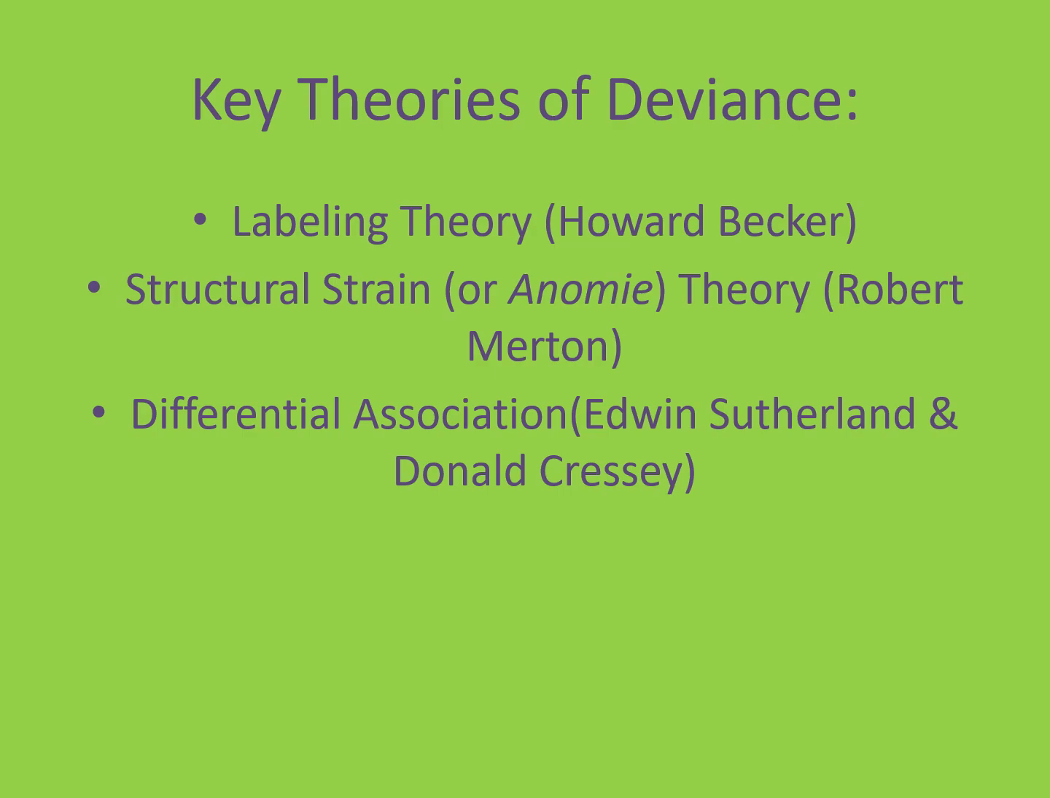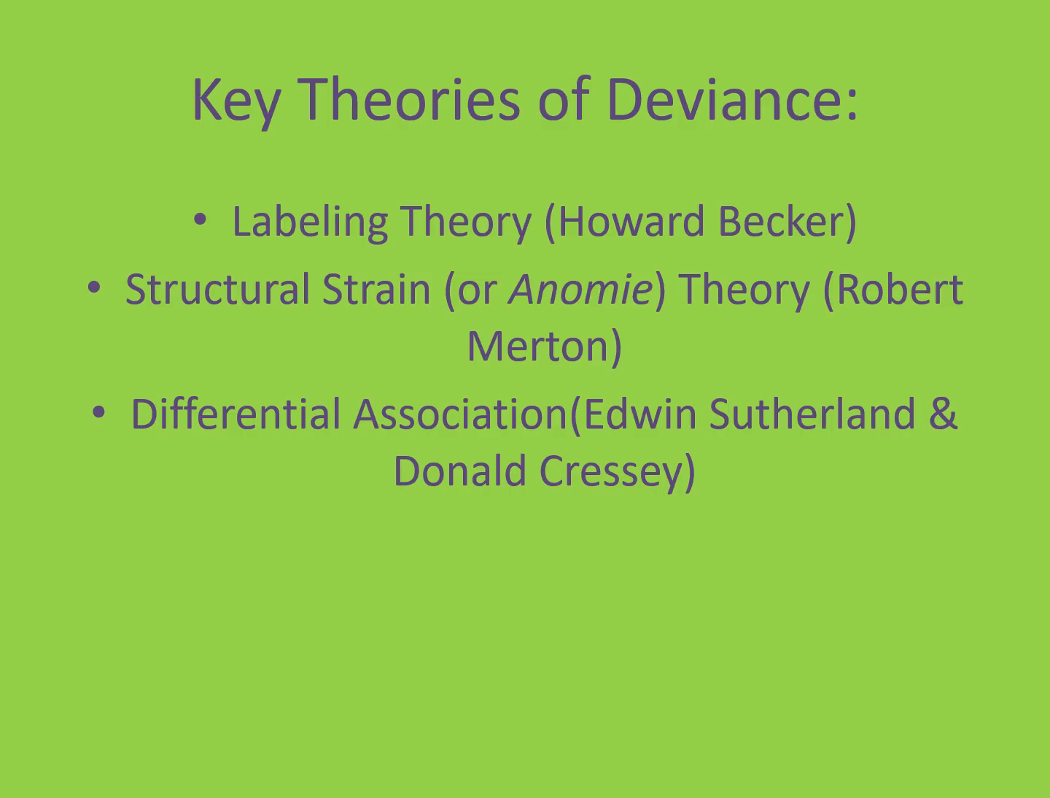I'm going to talk about three theories of deviance, those being labeling theory, structural strain, sometimes known as anomie theory, and differential association theory. Now, there are several other theories. I certainly think about broken windows. I think about what's known as routine activities theory.